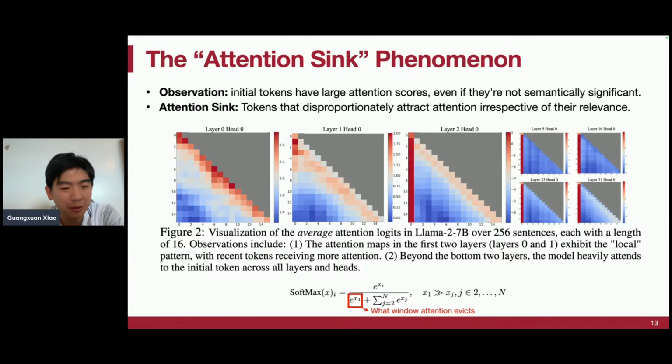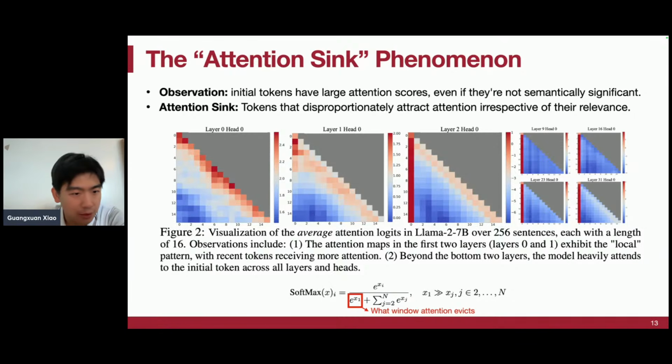This is very intriguing, and it actually explains why window attention fails. If we explicitly write the softmax function in the form below, we get out the first token's attention score in the denominator. If that value is super large, then when we evict that token, we significantly change the distribution of the softmax. So the model's attention distribution is no longer the same as in the pre-training stage. The model will not be able to adapt to this, so it will collapse.